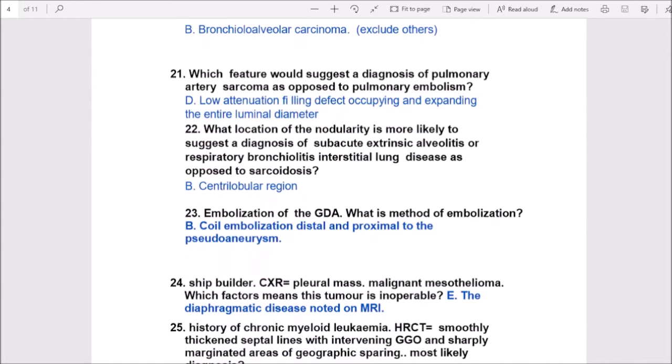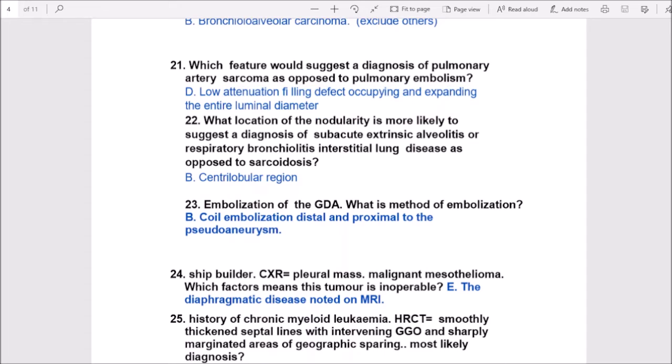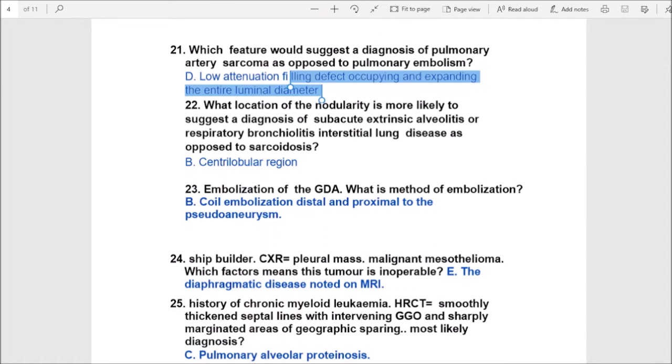Question number 21. Which feature would suggest a diagnosis of pulmonary artery sarcoma as opposed to pulmonary embolism? A filling defect occupying and expanding the entire arterial diameter suggests pulmonary artery sarcoma. Pulmonary artery sarcoma is more likely than pulmonary embolism.